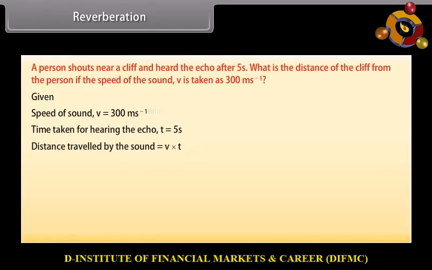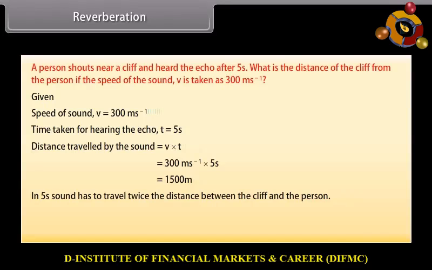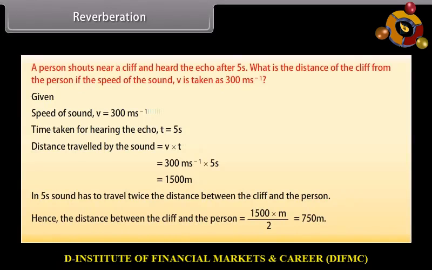Distance travelled by the sound is equal to v into t, which is equal to 300 meters second raised to the power minus 1 into 5 seconds is equal to 1500 meters. In 5 seconds, sound has to travel twice the distance between the cliff and the person. Hence, the distance between the cliff and the person is 1500 meters by 2, that is 750 meters.